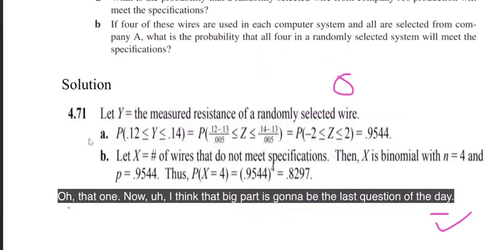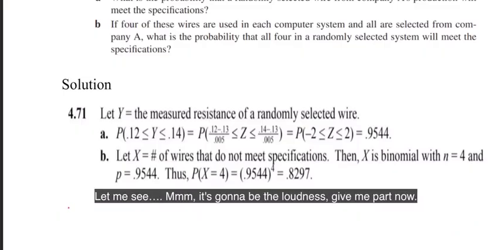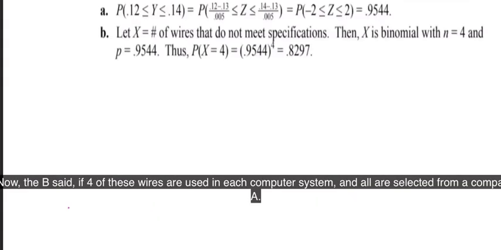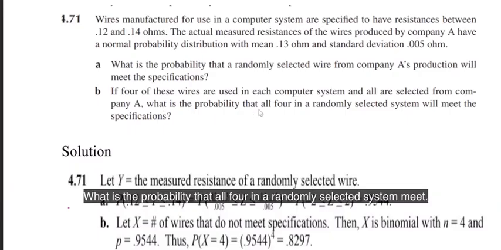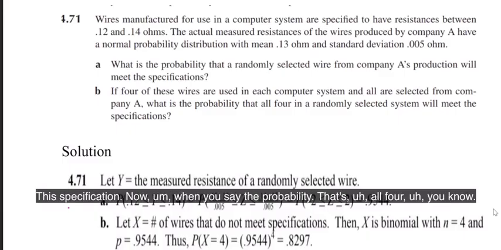Now, I think that part B is going to be the last question of the day. Let's go to part B now. Part B says if four of these wires are used in each computer system and all are selected from company A, what is the probability that all four in a randomly selected system meet the specification?